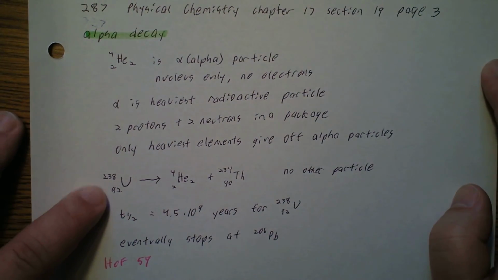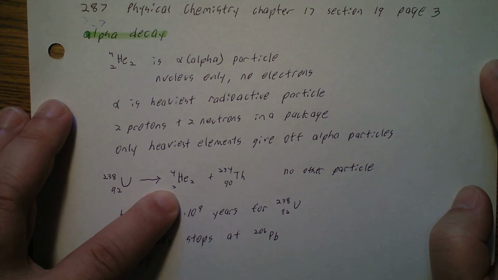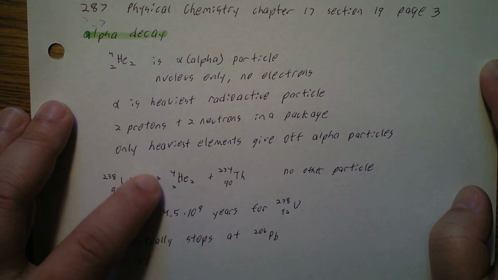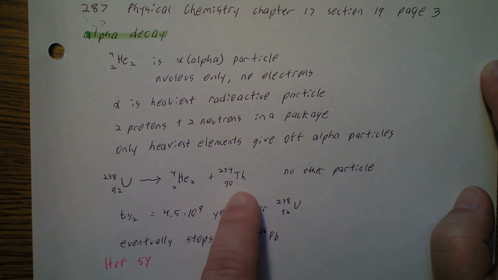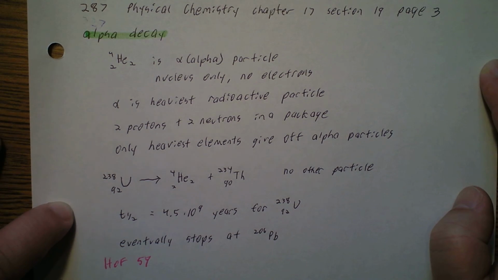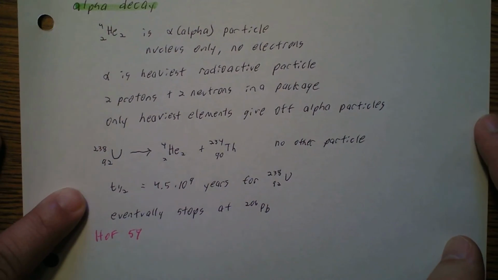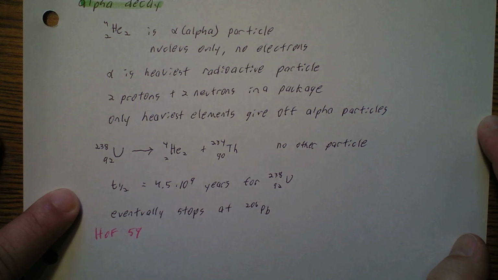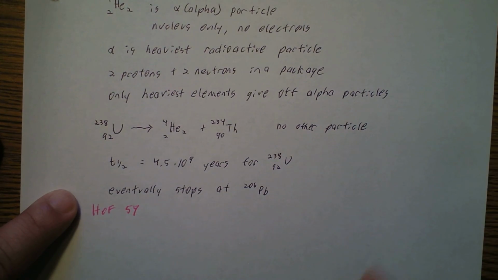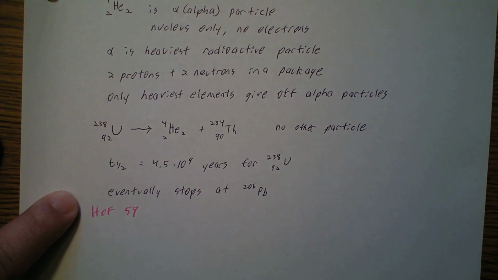For example, let's say we have uranium-238. Uranium has 92 protons. So it's going to give off one of these helium alpha particles, and then it's going to become thorium-234. A thorium atom has 90 protons, but no other particle, just these 2. So the half-life for this is 4.5 times 10 to the 9 years. So that's 4.5 billion years, and that's for uranium-238. But that keeps going and going and going until we eventually end up with lead-206. And that is the end of Chapter 17.